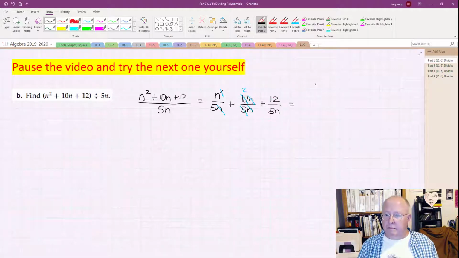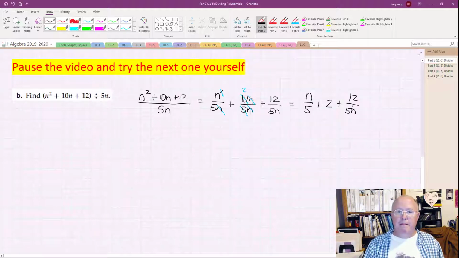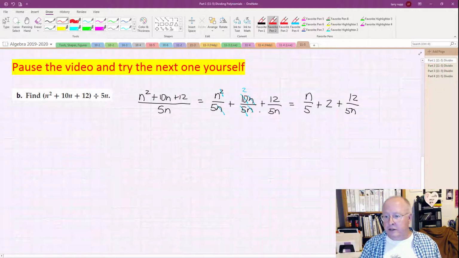So what are you left with here? You're left with n over 5 plus 2, because everything else canceled in this middle term, plus 12 over 5n. You're going to find that that's the answer, and that's the answer that they list in the answer key.